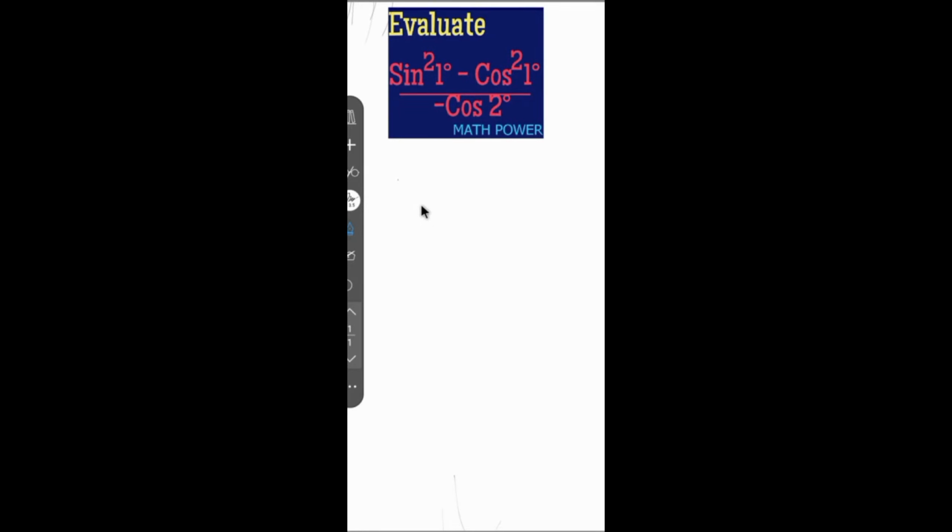First, I'm going to interchange it this way. This minus, it's going to be like this: minus cos square 1. Then this sine square 1 will be what? Plus sine square 1 all over minus cos 2.